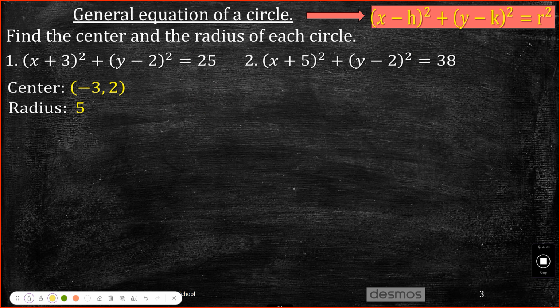Number 2. Stephanie, what's the center? -5, 2. -5, 2 is correct. Evelyn, what's the radius?